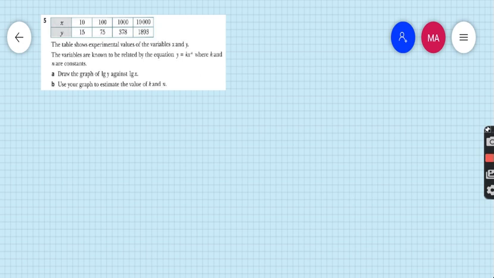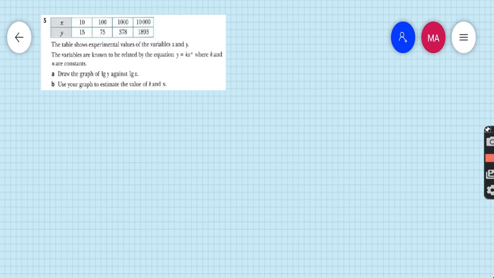This is question number 5. X: 10, 100, 1000, 10,000; Y: 15, 75, 378, 1893. The table shows experimental values of the variables x and y.